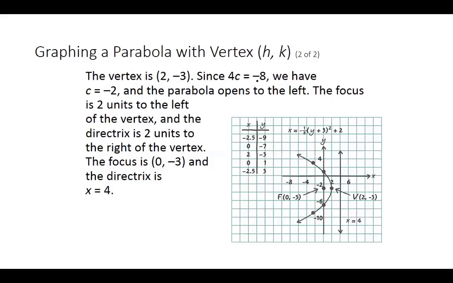Since 4c is equal to -8, we can solve for c by dividing both sides by 4. So c is equal to -2, and the parabola opens to the left. The focus is 2 units to the left of the vertex, and the directrix is 2 units to the right of the vertex. The focus is at the point (0, -3), and the directrix will be x is equal to 4, as you can see on the graph.